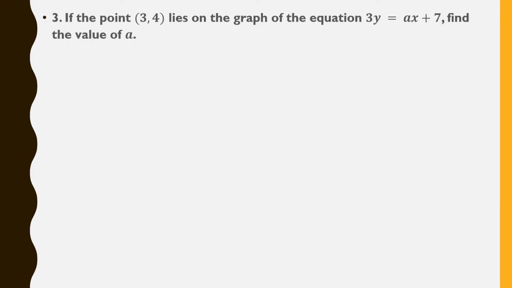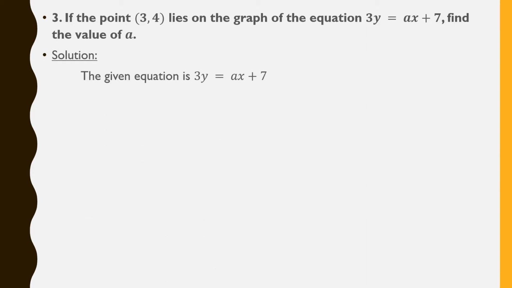Next question. If the point (3, 4) lies on the graph of the equation 3y = ax + 7, find the value of a. Now we note that when a point lies on an equation, it would satisfy that equation. So I can take that point as x = 3 and y = 4. So let's see the solution now.